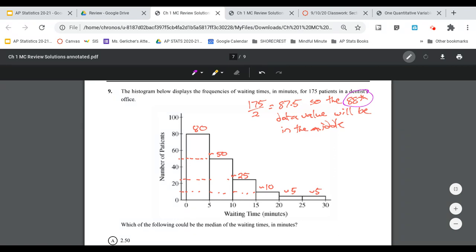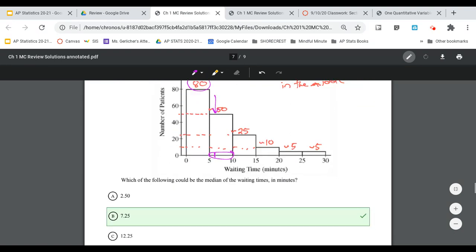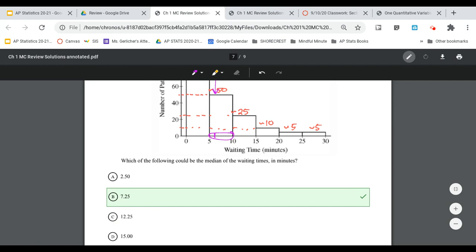So then I just counted through the bars. We have 80 of our data points here. So wherever our 88th one would hit, it would be somewhere in this bar. So it's somewhere in between 5 and 10, probably closer to 5, but we don't actually know that. So 7.25 is our answer that's in between 5 and 10.